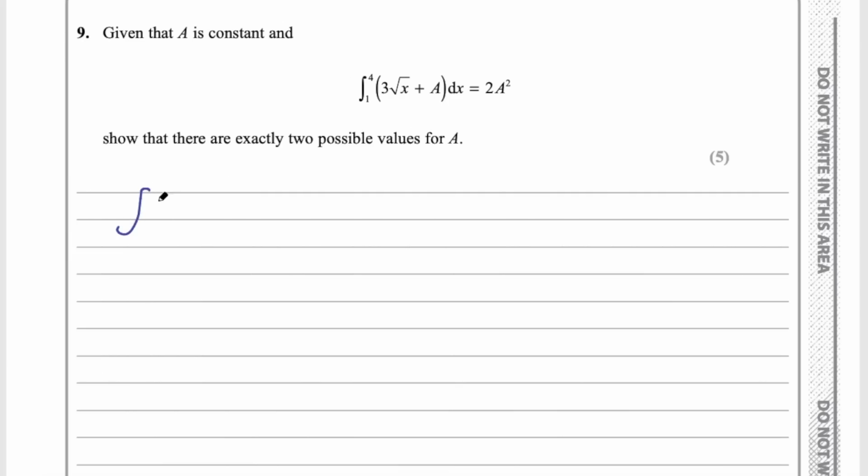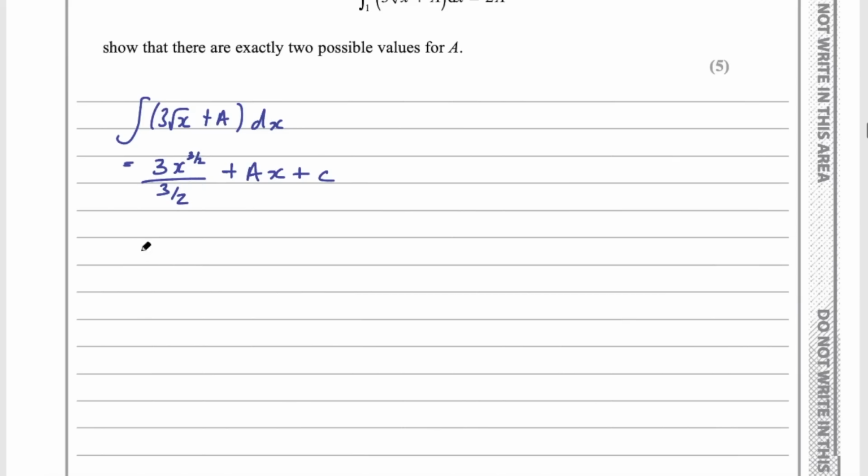So the integral of 3 root x plus a dx. Now here we can just use the power rule. So think of that square root as a half. We add 1 to the power, so that becomes 3 over 2. We divide it by 3 over 2. So this is going to be 3x to the 3 over 2 divided by 3 on 2. And then we just have to write x after the a. So we add an x to that, and then we add the constant on the end.